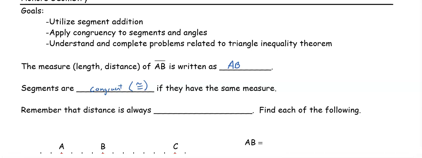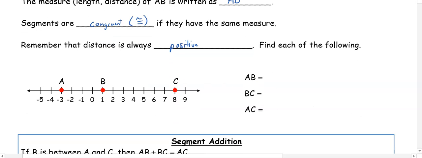Remember that distance is always going to be a positive number. So no matter what direction we move, it's always going to be positive. So we're going to use that to find the following. So we want to find the length of AB. So how do we get from A to B? So if I count 1, 2, 3, 4, my length is going to be 4.